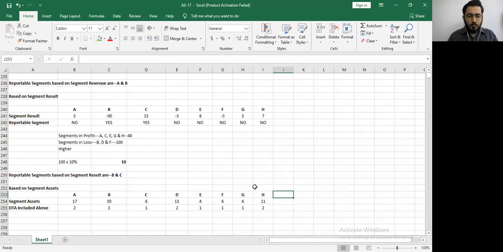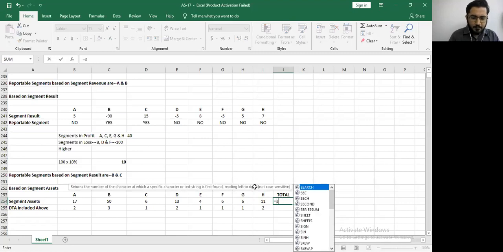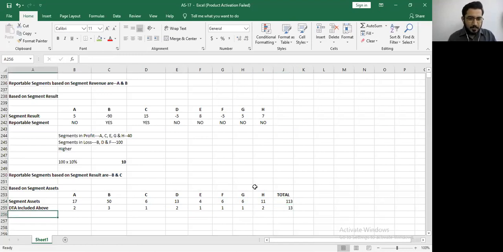You will need total over here. So let's take that as well. Total of all your segment assets. What do you get as your total of all the segment assets? 113. And this is 13.